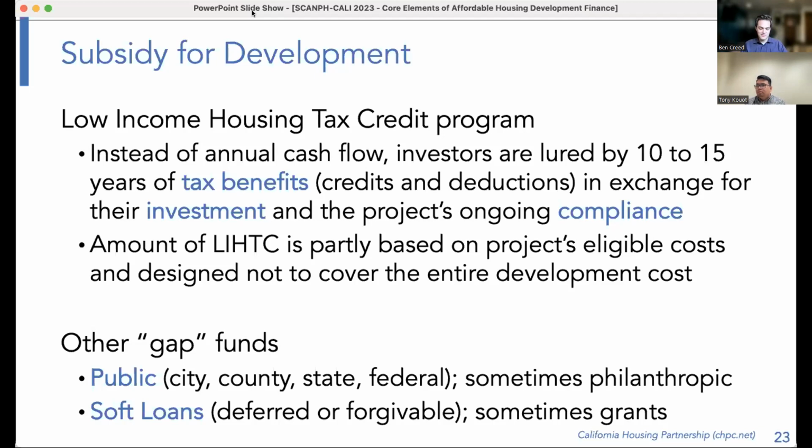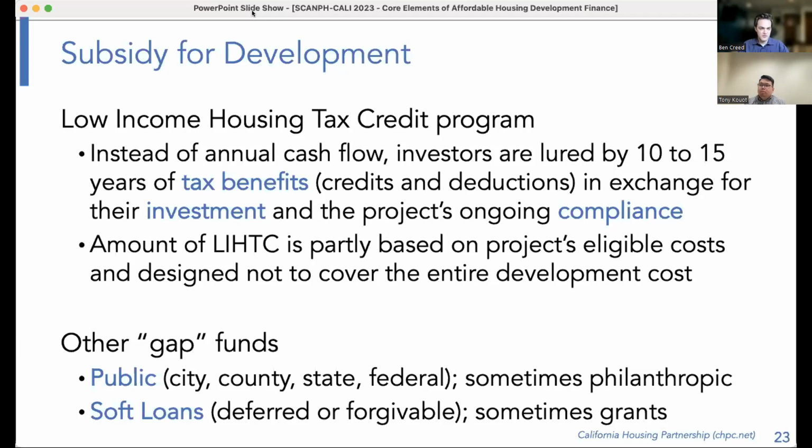The tax credit program is designed not to cover the entire cost of a development. And especially in California, in high cost areas and in areas that incentivize lower income and higher needs residents, even the combination of the tax credit investment and the perm loan is usually not enough to cover the full cost of development. And so the main type of remaining funds that are used, often called gap funds, are typically public agencies, city, county, state, federal funds.